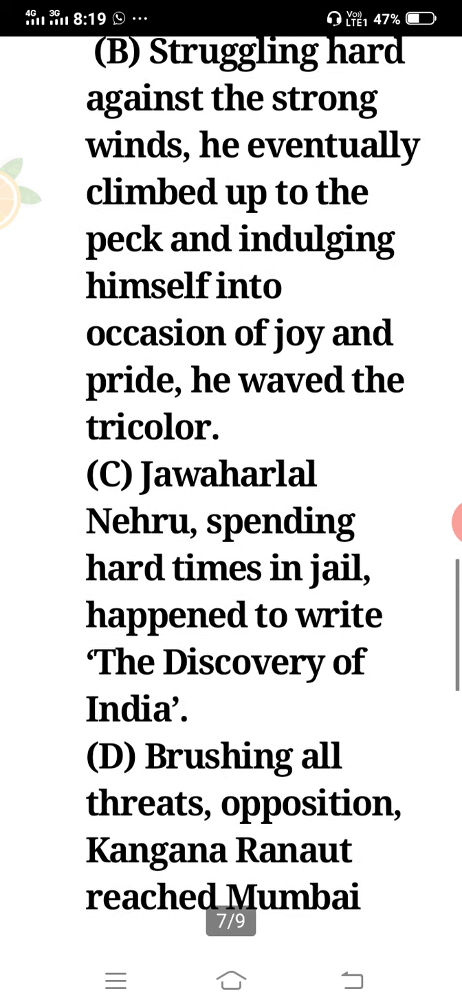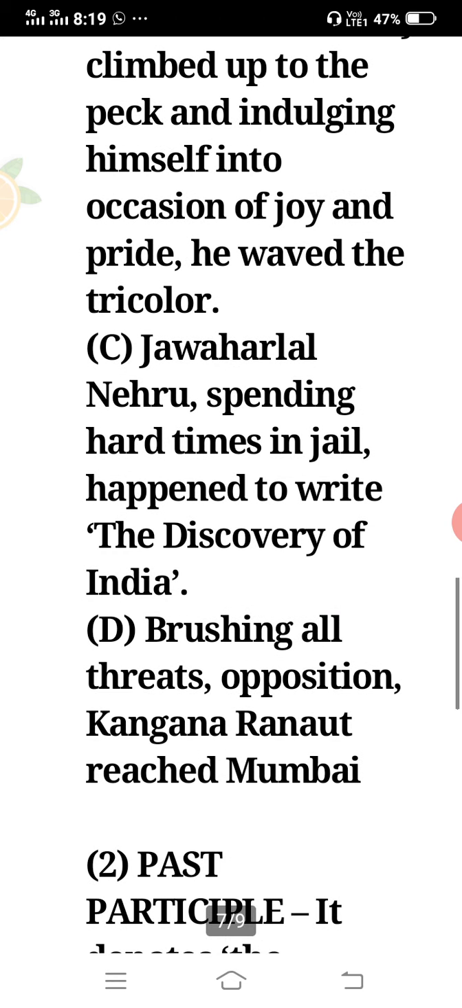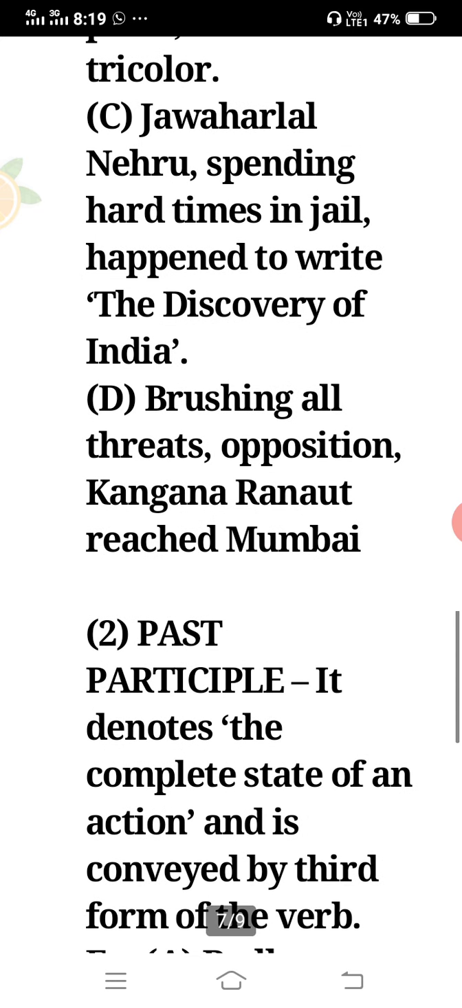Jawaharlal Nehru, spending hard times in jail, happened to write the Discovery of India. Okay, happened to write, what action he performed? Wrote the Discovery of India. But what was going on at that time when he wrote? Spending hard times in jail. He was spending the hard times at jail. That action was also going on at that time. Continuity of the action. Clear?